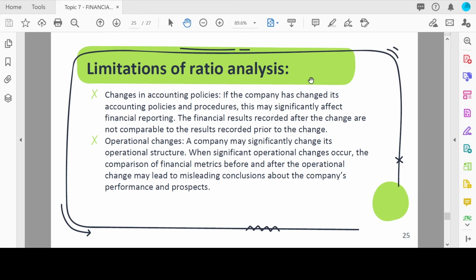We must make sure that we know exactly when the change happened, so that when we make a comparison between the period before and after, if there is any significant change which is not good, then we have to analyze carefully. We have to make a careful consideration. We have to really look into the matter. Is it because of a problem with the business, or is it simply because of the change in their operation? Similarly for change in accounting policy.